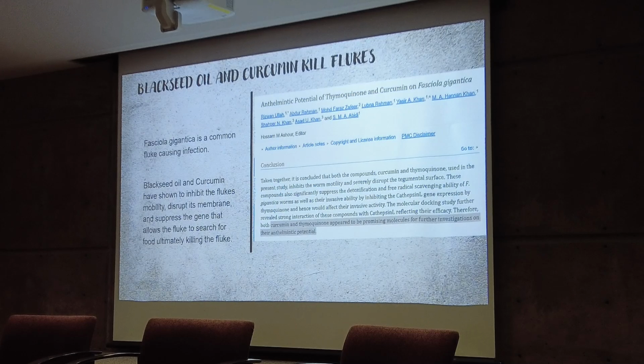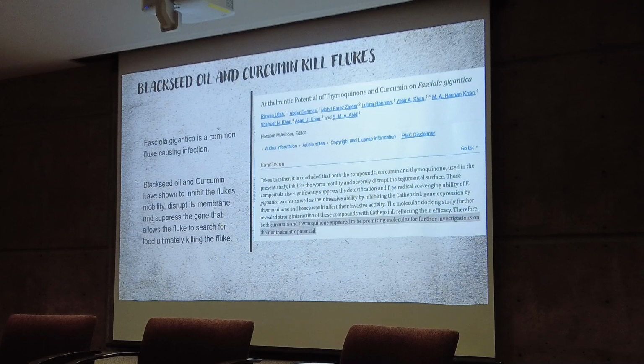Fasciola gigantica is a common fluke causing infection. Black seed oil and curcumin have shown to inhibit the fluke's mobility, disrupt its membrane, and suppress the gene that allows the fluke to search for food, ultimately killing the fluke. A lot of times these antiparasitics will destroy the cell walls or the protective agents that these parasites have, and allows your body to kill them more effectively.